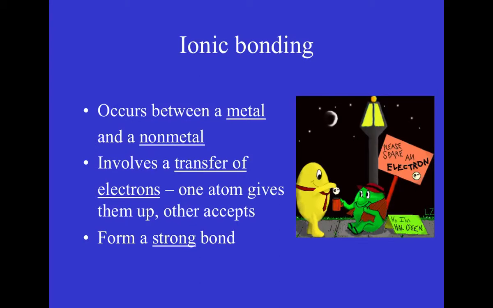The cartoon here is actually a little bit of chemistry humor. The figure in the yellow is a metal, and the one in the green is a nonmetal, because the metal is giving the nonmetal an electron. And you can tell it's a nonmetal because if you look at his name, Halogen, that stands for halogen.